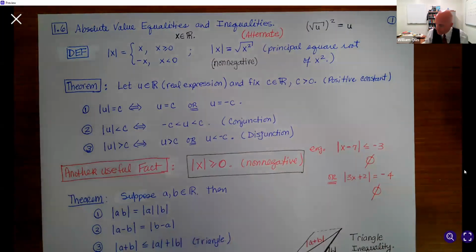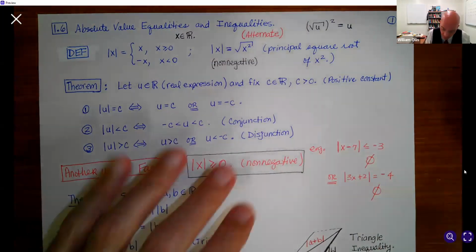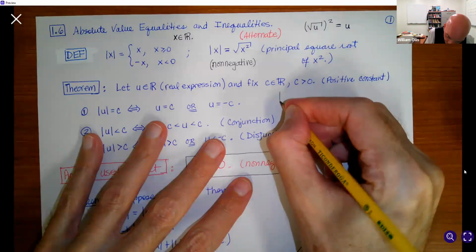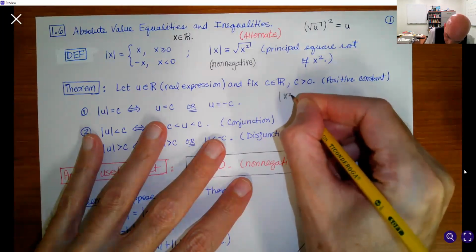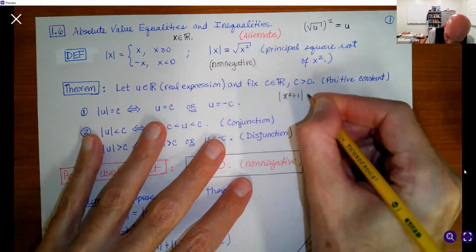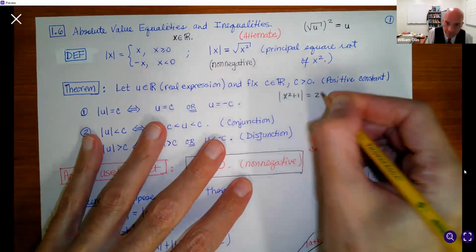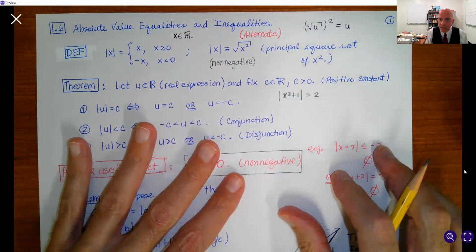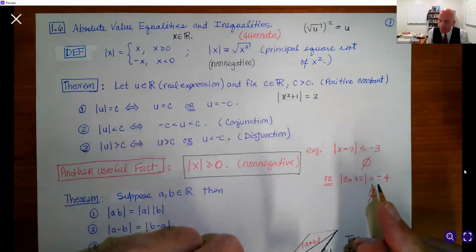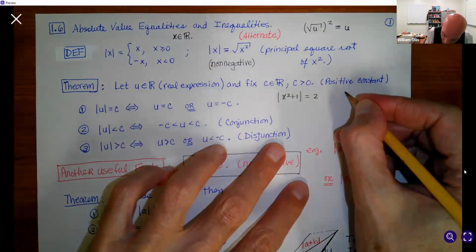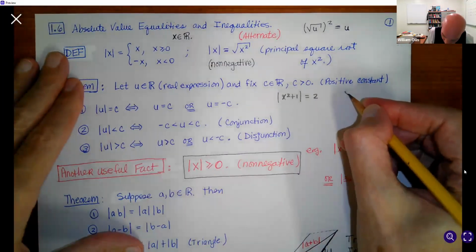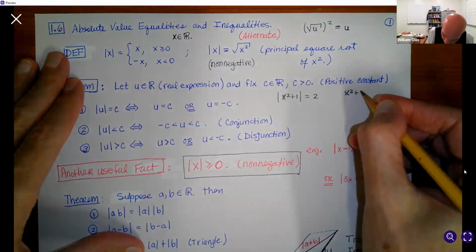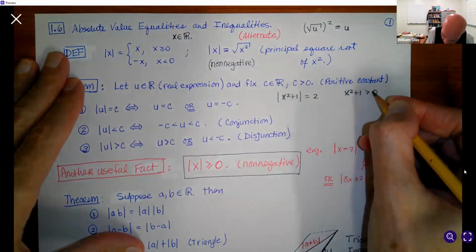So that's just the nature of what we're working with. So for instance, here's an example. Say you had the absolute value of x squared plus 1 equals 2. Well, x squared plus 1 is non-negative. That is, notice, it's actually always positive. So x squared plus 1 is always positive.